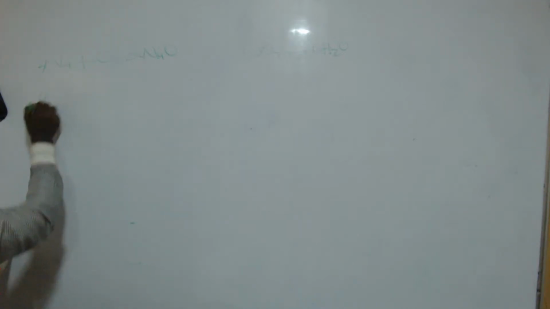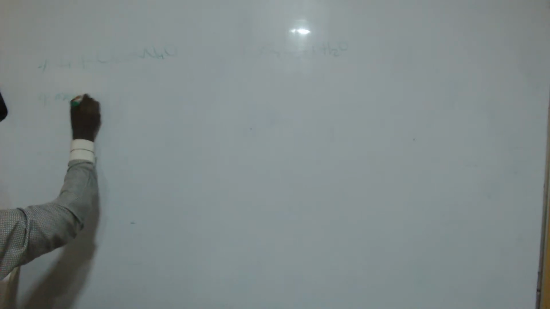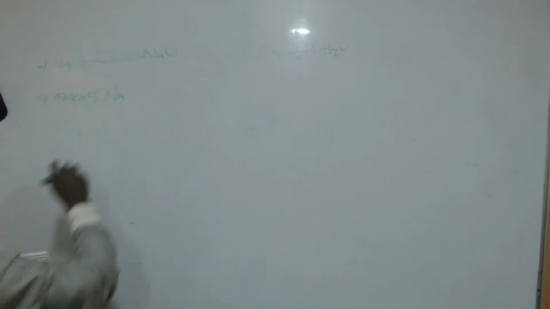Okay, very good. Now the question is, what's the mass of oxygen needed to burn 4.6 grams of sodium? From the reaction, you have 4 moles of sodium, which was able to give you 1 mole of oxygen. What is the mass of oxygen needed to burn 4.6 grams of sodium?